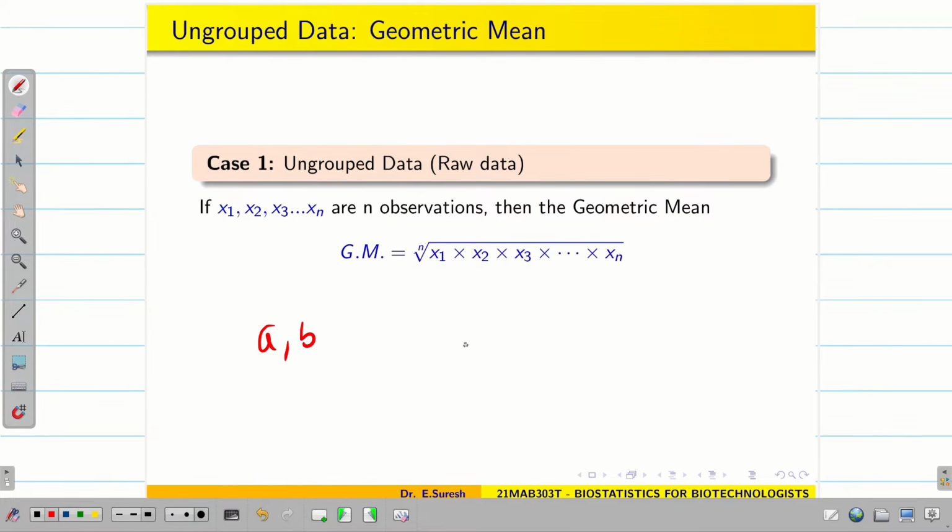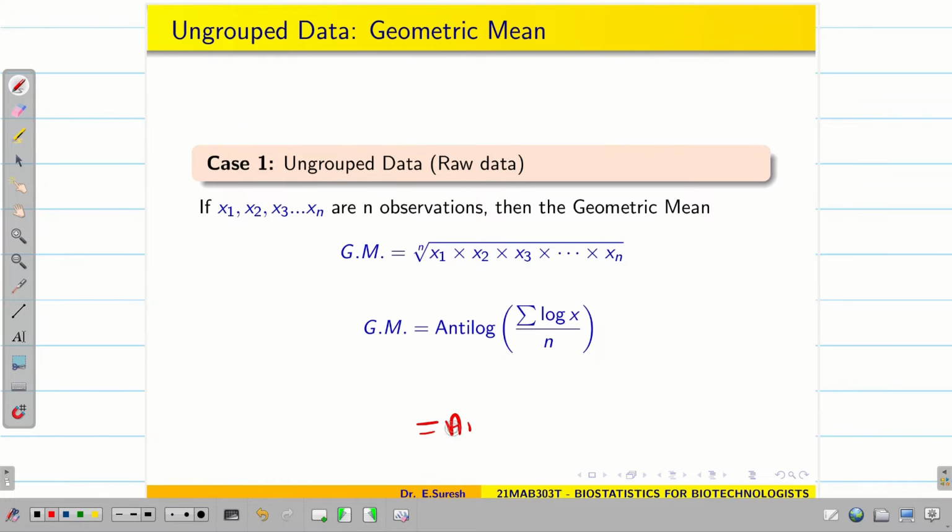Suppose you have two numbers, then the geometric mean is going to be the square root of a and b. So it is very easy, so I am skipping the example. But now the problem is n is getting bigger and bigger. It is very tough to find the nth root. So we have an alternate formula.